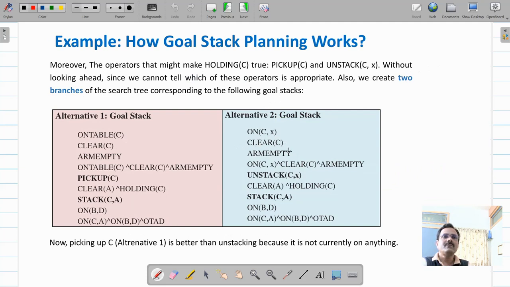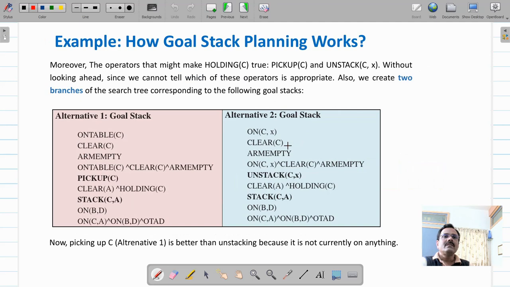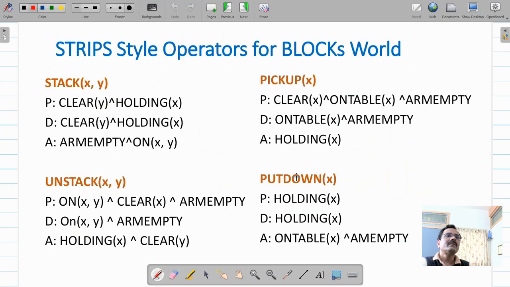on CX should be true, C should be clear, and arm should be empty. Now the arm is not empty, check it out, the arm is holding B. C is clear, yes, C is clear, but C is on X is not true. So to make this CX true, again find out an operator on XY. So if this is true, for that you have to apply the stack operation.